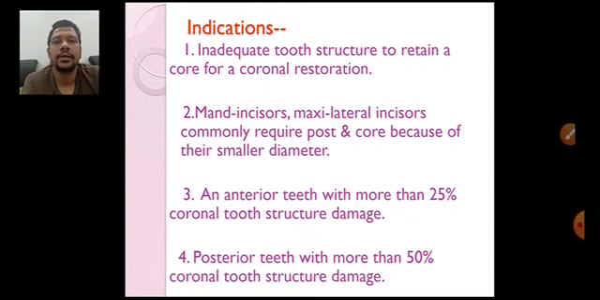Then there are other teeth which are smaller, shorter in diameter. For example, maxillary lateral incisors and mandibular incisors, which are smaller in diameter and easy to break or fracture. For such teeth also, it's better to give post and core before giving a crown. So these are the indications.